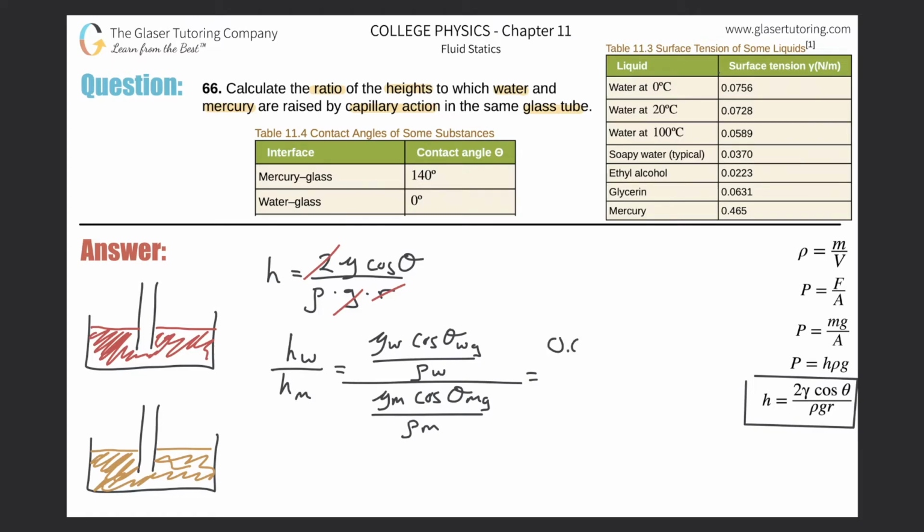So 0.07782 multiplied then by the cosine of that contact angle for water with glass, it's 0 degrees. Then divided by the density of water, that's 1,000 kilogram per cubic meter. Hopefully that's memorized at this point.